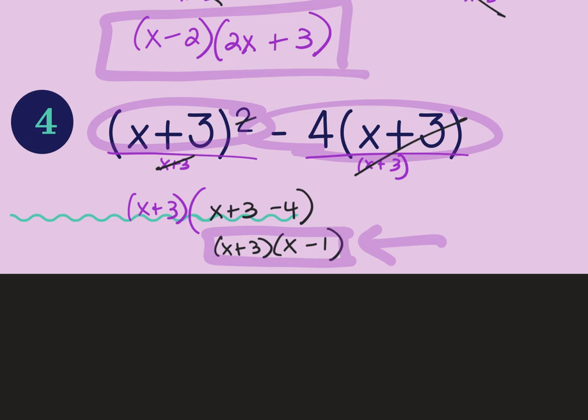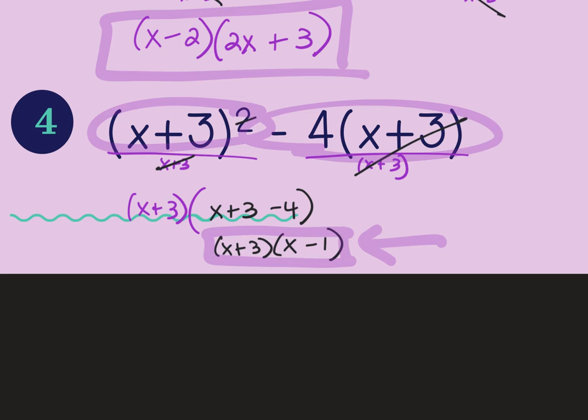How did she get... Oh, did we do 3 minus 4? Yep. Even though you're factoring, I still have to simplify inside the parentheses. You still want to simplify. But how would you get a...?